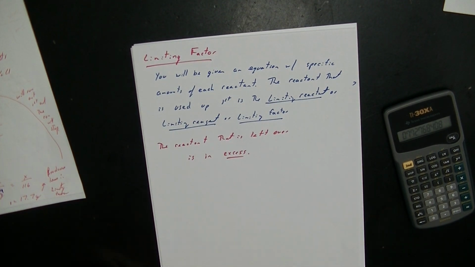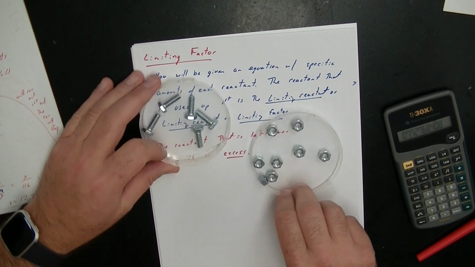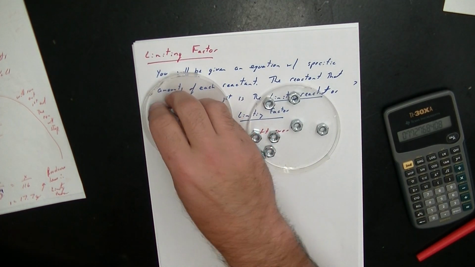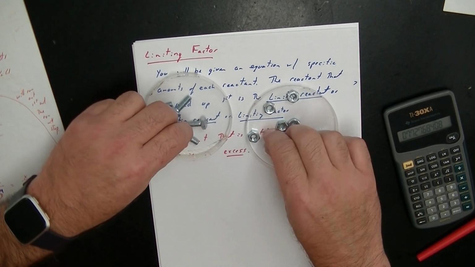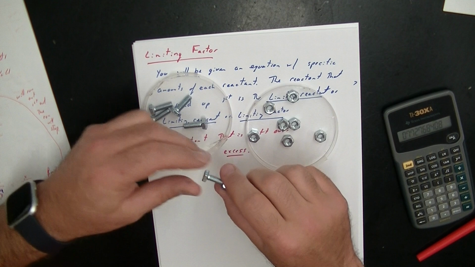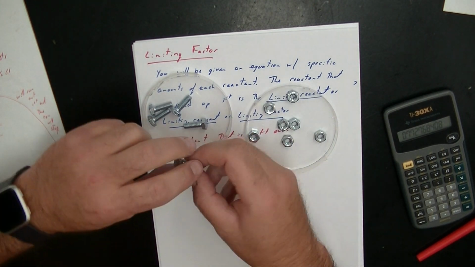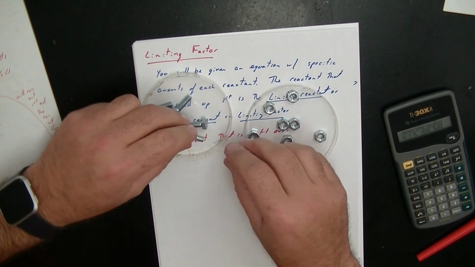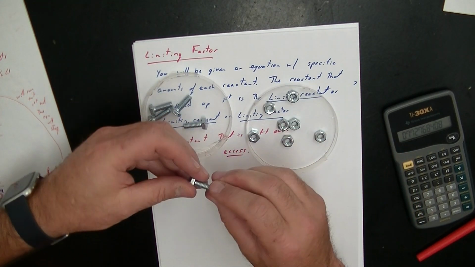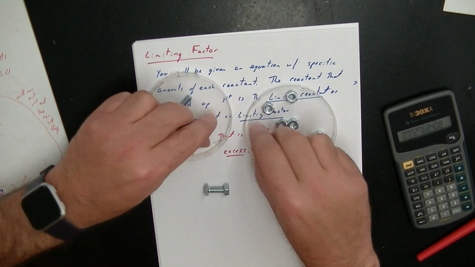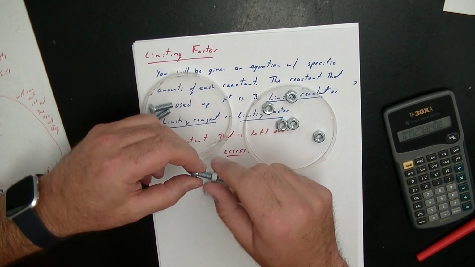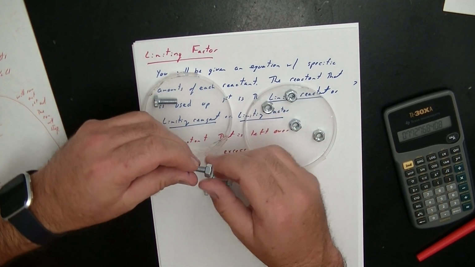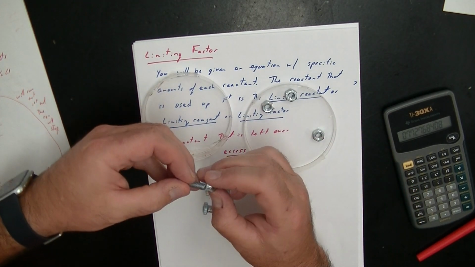So now, before we do a problem, I just want to show it to you this way. So let's look at these guys. These are my reactants. So I've got a nut and a bolt, and these are going to react to form a compound. These are going to keep reacting until we run out of one of them. So this one will go with this one. This one will go with this one. This one will go with this one. This one will go with this one. And then finally this one will go with this one.